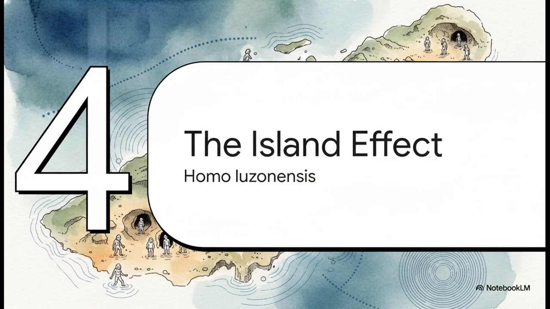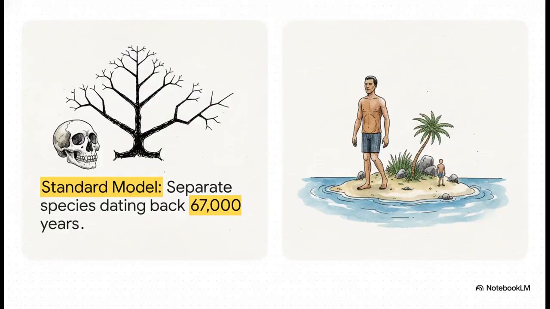Next up is Section 4, the island effect. We're going to talk about Homo luzonensis. This brings us to a wildly fascinating anomaly, the tiny, isolated humans found on islands, specifically the remains discovered in Callao Cave in the Philippines.